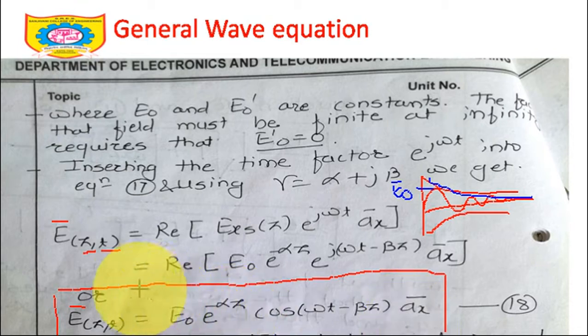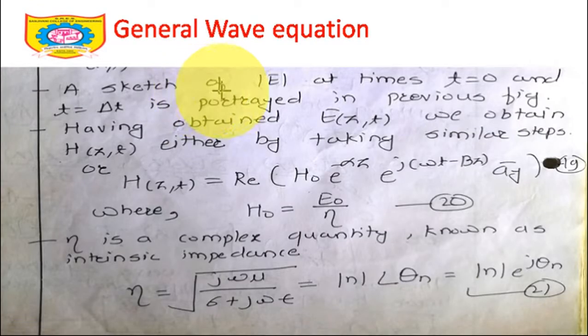So this is the expression for the wave, or wave equation. We can write E0 e raised to minus alpha z cos of omega t minus beta z into ax bar. This is our equation number 18. Let's proceed forward. A sketch of E bar at time t equal to 0 and t equal to delta t is portrayed in the previous figure, the figure we have already drawn.